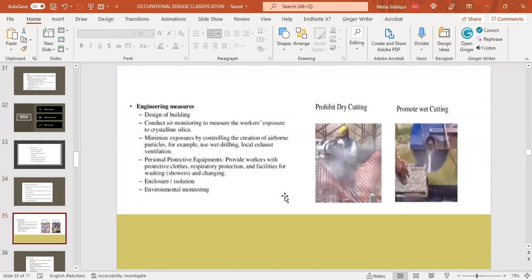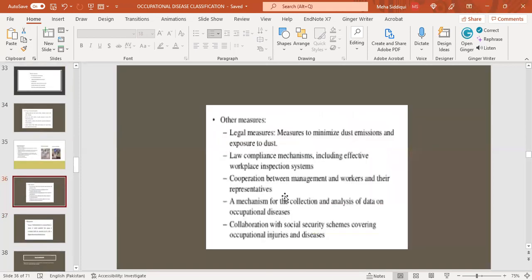And engineering measures include designing of buildings and conducting air monitoring, prohibiting dry cutting and promoting wet cutting, and use of personal protective equipment, enclosure isolation, and environmental monitoring.